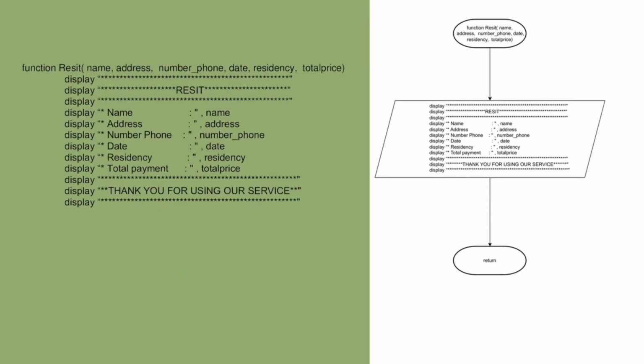Next is our receipt function. This function will display the customer name, address, phone number data. Next is our receipt function. This function will display the customer name, address. Next is our receipt function. This function will display the customer name, address, phone number, date, residency, and total payment.